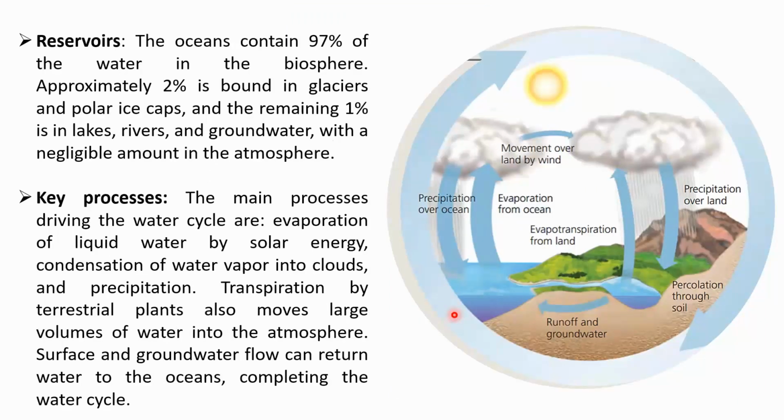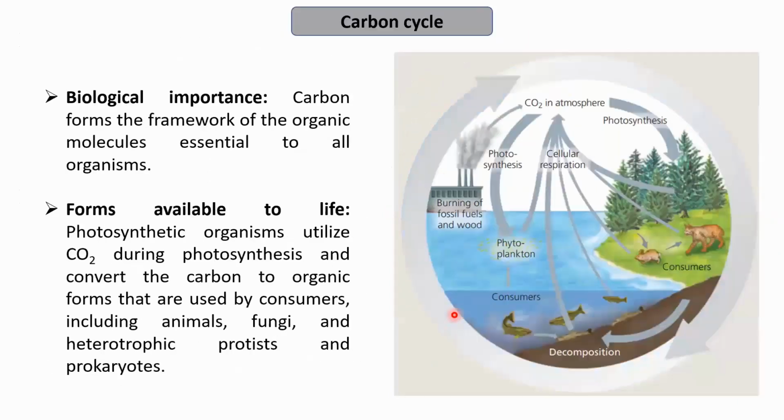So this was about the water cycle, and the next one of the important nutrients that is commonly required is the carbon cycle. So what is the biological importance of carbon in our environment? Carbon forms a framework of the organic molecules that are essential to all living organisms.